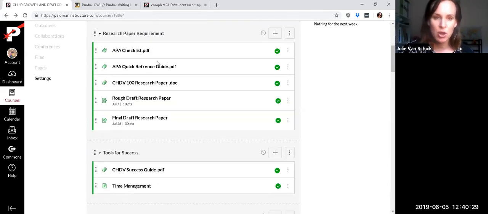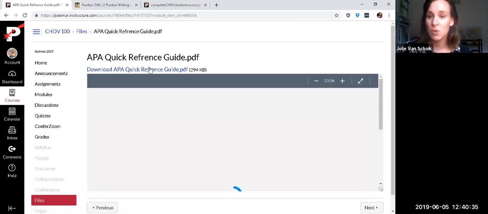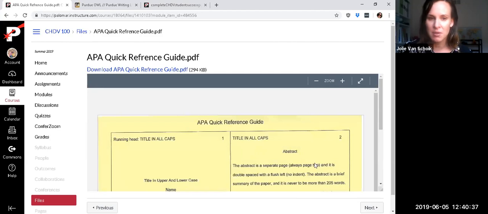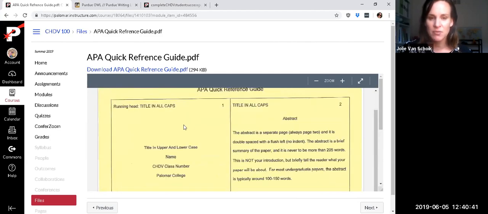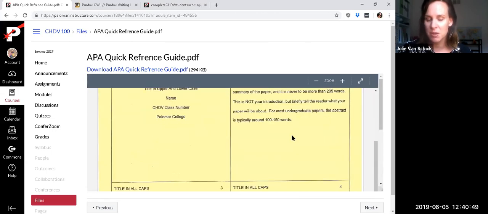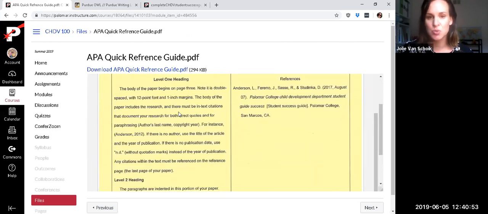Here is a quick reference guide as well, and this is also very similar. You probably want to be generally familiar with APA, but this will show you how to write a paper. So your very first page of any APA paper is going to be the title page, which is right here. Then you'll have the abstract, which tells me about what you're going to be writing about. Then on the third page is where your actual writing will begin.